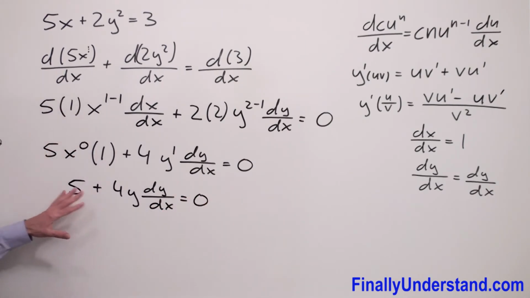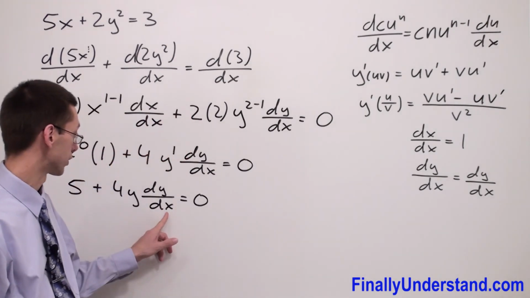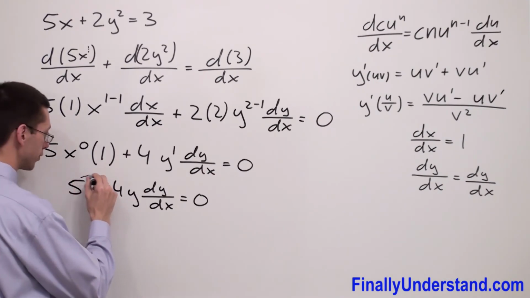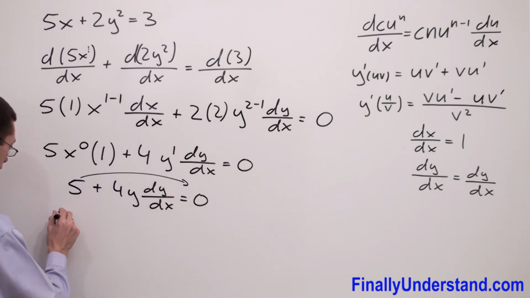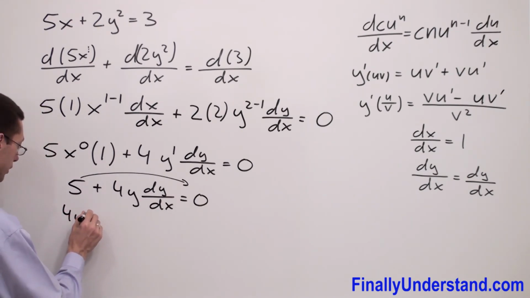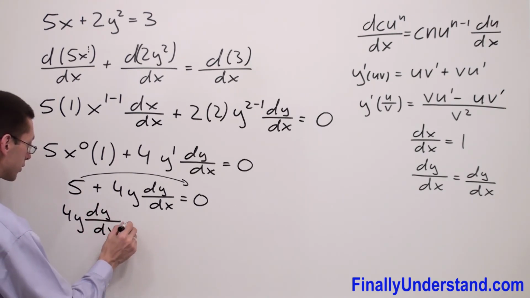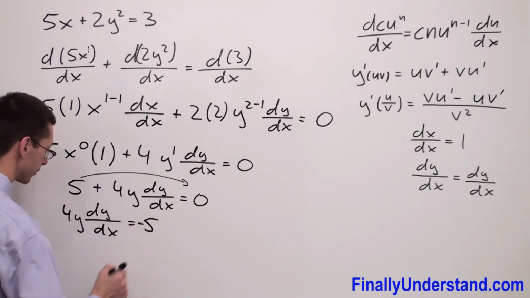I have to solve this equation for dy over dx, okay? The derivative of y with respect to x. So I'm supposed to move 5 to the right side of my equal sign. So I have 4y dy over dx is equal to negative 5.